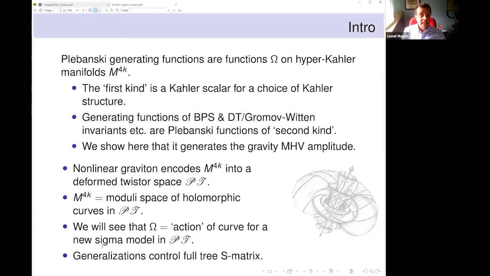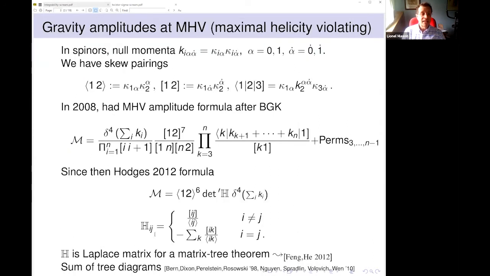For me, I was led into this by studies of scattering amplitudes, and what this does is explain various weird formulae that proper physicists have come up with for scattering amplitudes for ordinary regular four-dimensional Einstein gravity. And what we'll see is that these sigma model actions actually control the gravity S-matrix. So just to be a bit more detailed about some of this prehistory, I've got a slide describing what gravity scattering amplitudes look like.